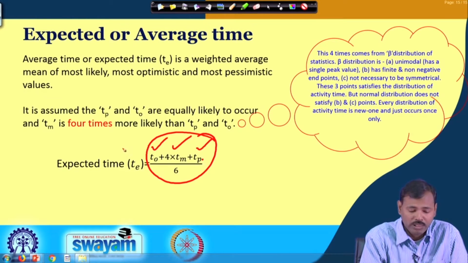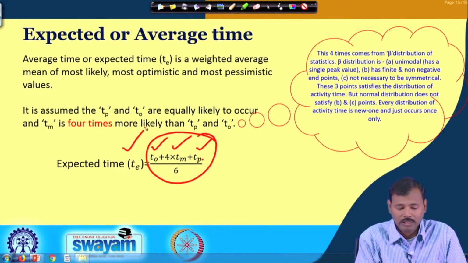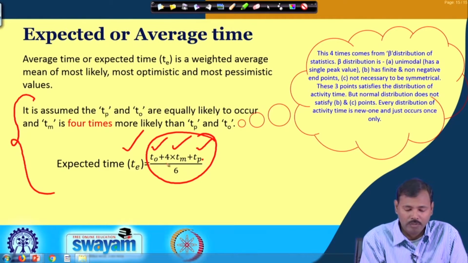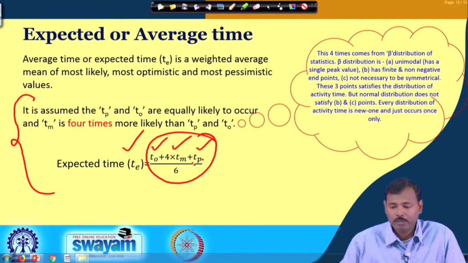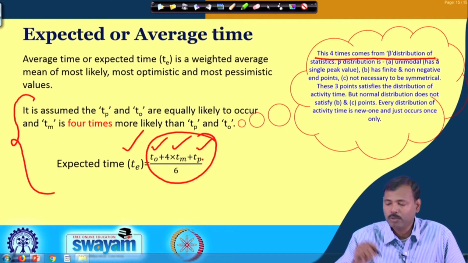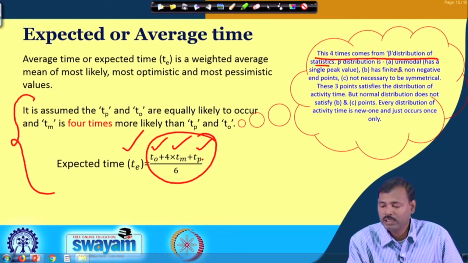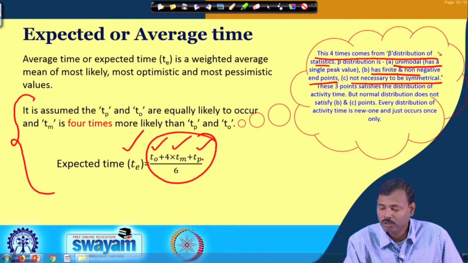So, this is the expected time, and you may ask where we are getting this 4 times most likely and division by 6. Basically, this concept we have taken from the beta distribution of statistics, and beta distribution is basically a unimodal distribution which has a single peak value and has finite and non-negative endpoints, and it is not necessarily symmetrical. These are the conditions for which we adopt beta distribution.